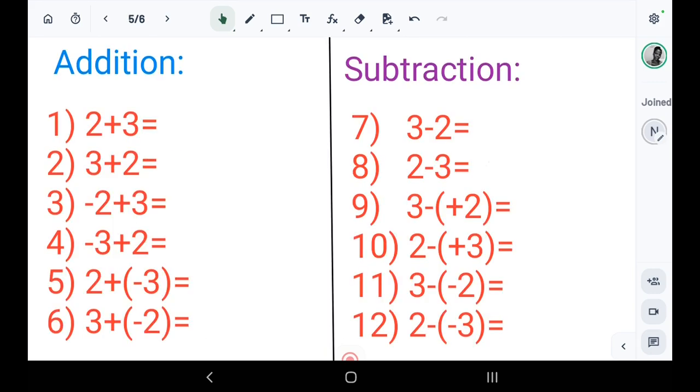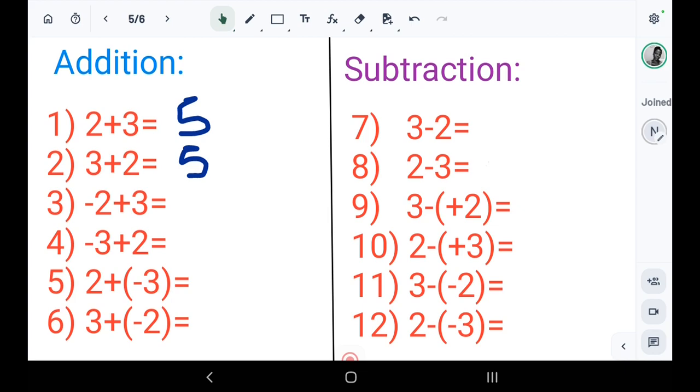We're going to start with your good old simple addition. 2 plus 3. This is straightforward. You don't have to manipulate any signs anywhere. That is equal to positive 5. 3 plus 2, same thing. That is equal to positive 5, or just simplify.